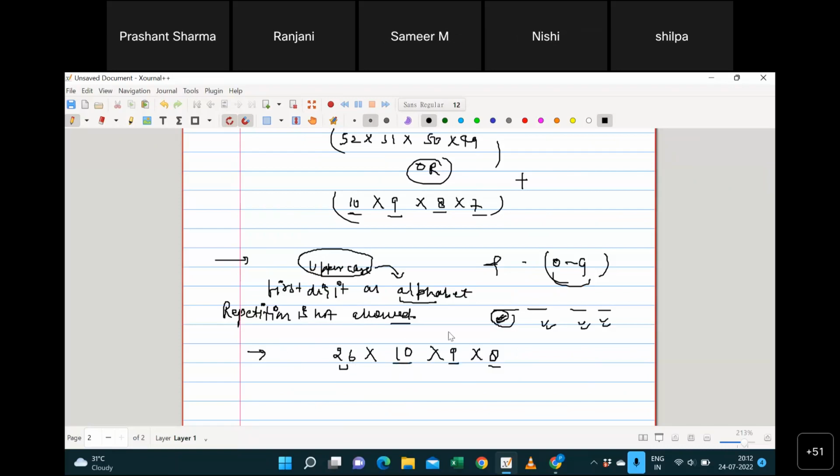Yes, because what I said, at the first place she can use only the uppercase alphabet. That means she can use any of the 26 alphabets for the first place, and for the remaining 3 places she has to use the numbers. So for the second place she can use any of the 10 numbers 0 to 9, and since repetition is not allowed, at the third place 9 will be there, and for the fourth place 8 will be remaining. You got the concept?